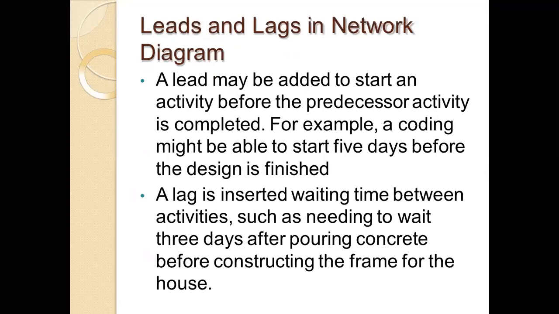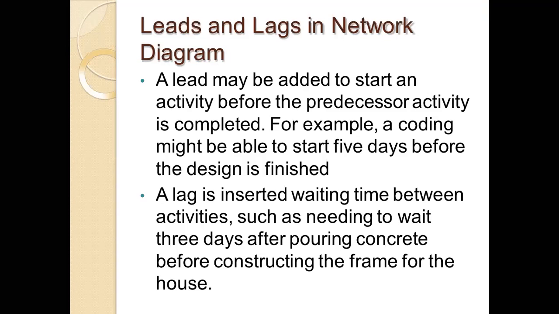Leads and lags in the network diagram. In the network diagram, there are leads and lags. By a lead, we mean an activity may be started before the predecessor activity is completed. For example, coding might be able to start 5 days before the design is finished. We can start coding before the design is completed. So that is a lead.